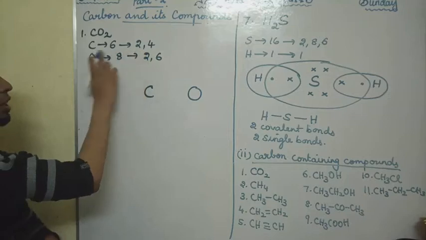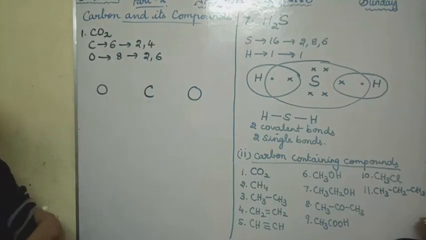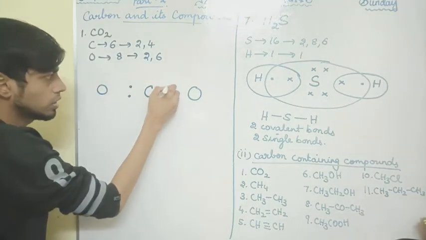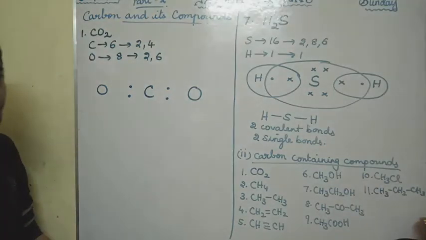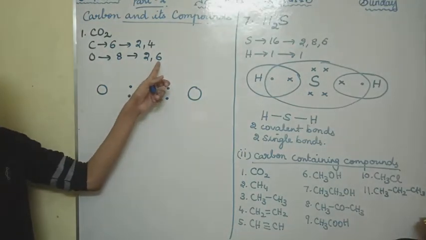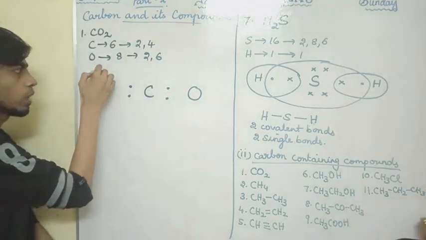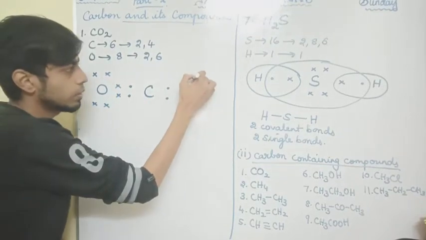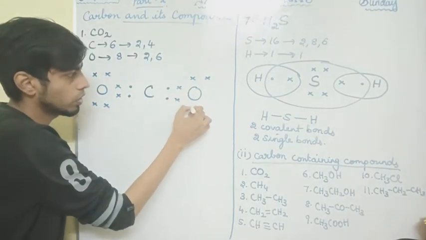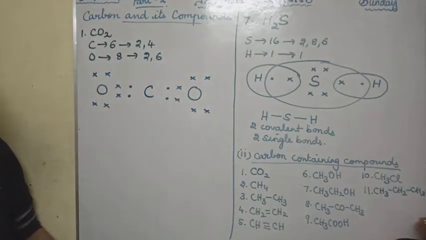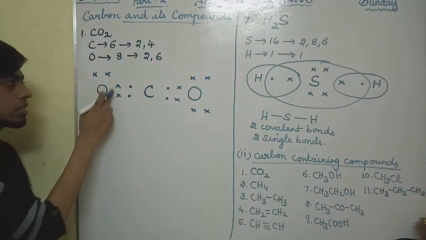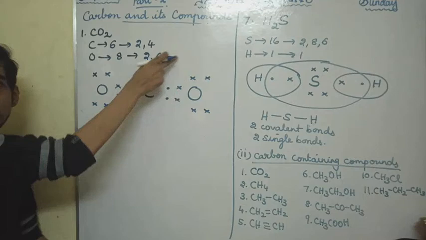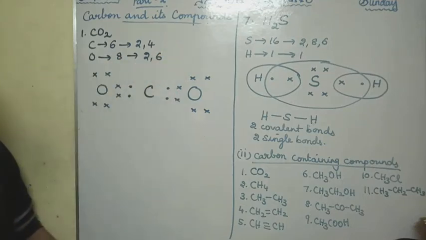So first let me keep the dot for carbon. So carbon, it needs how many dots? We should keep 4 dots. So 1, 2, 3, 4. 4 dots I have kept. Oxygen, how many dots I should keep? 6 dots I should keep. So 1, 2, 3, 4, 5, 6. Similarly 1, 2, 3, 4, 5, 6. So 6 dots I have kept. Okay, so why I am putting these 2 dots here? Because it will share 2 electrons. Why it will share 2 electrons? Because it needs 2 electrons, so it will share 2 electrons.